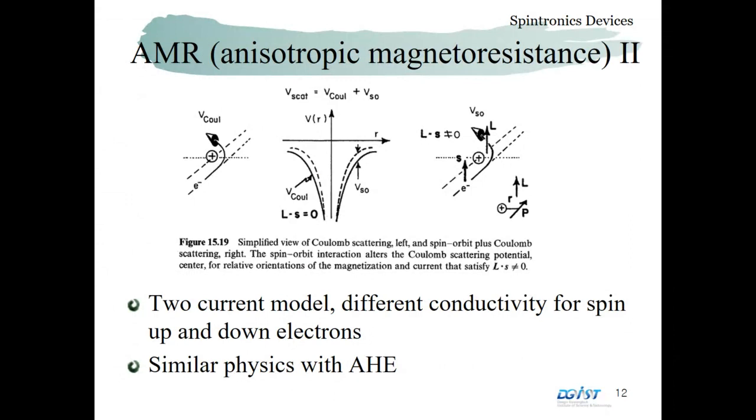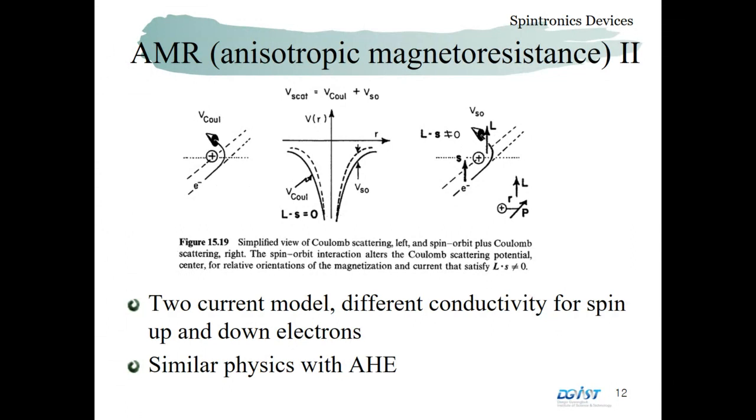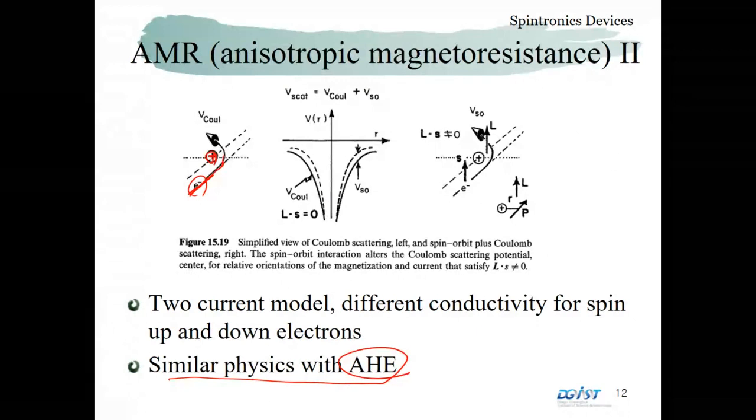And also the origin of the AMR is quite similar to the anomalous Hall effect. There is very similar physics as in the anomalous Hall effect. Here is some explanation. If we have some kind of positive charge at infinity, and you have an electron, when the electron is passing through here, because of the Coulomb force between them, we have some bending. Okay, that's the general scattering.